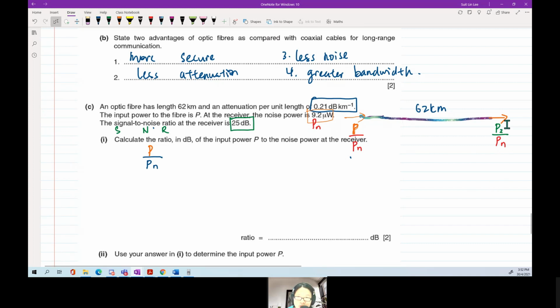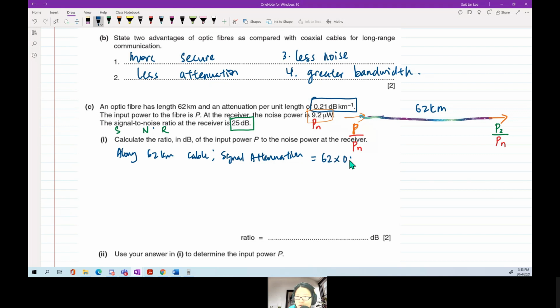So I know the signal to noise ratio here. I want to find the signal to noise ratio here. But I know the attenuation per unit length is 0.21 decibel per km. So I can find the total drop or the total attenuation. So I would say along the 62 km cable, the signal attenuation is equal to 62 times 0.21. What is 62 times 0.21? This is 13 decibel. So that means whatever sound that is here, by the time you reach here, we will minus 13 decibel.